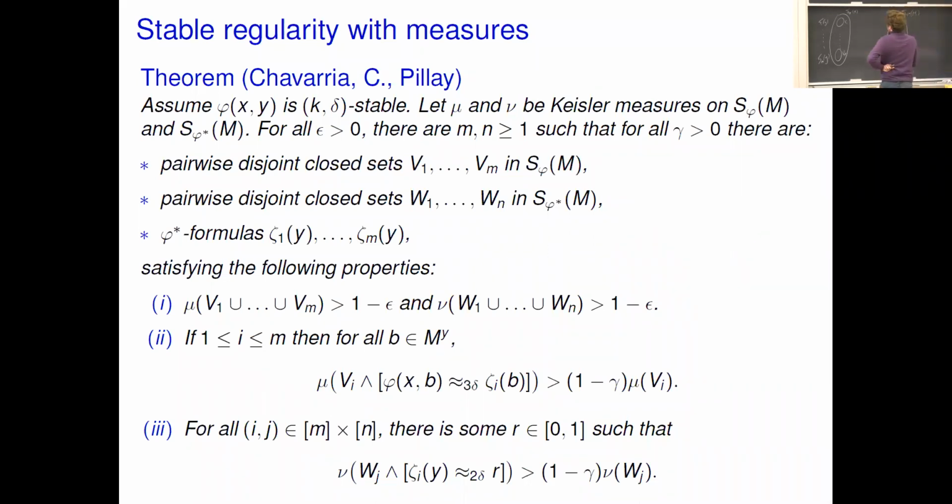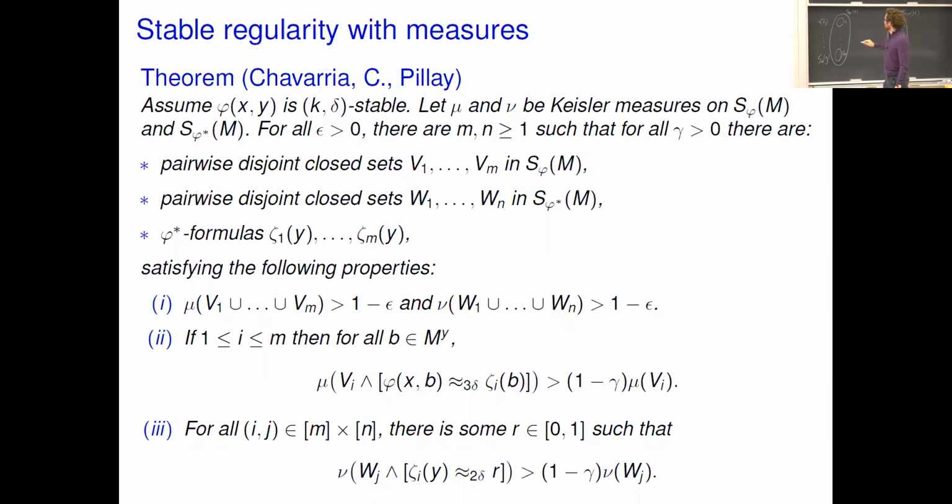So one is that these pairwise disjoint closed sets take up almost the whole type space. So the measure of the union of these is at least 1 minus epsilon. So the remainder, which is acting like the V0, if you like, has small measure. And then same thing over on the other side: the nu of the union of W1 up through Wn is at least 1 minus epsilon. And then I get something which is like a deconstructed homogeneity statement.